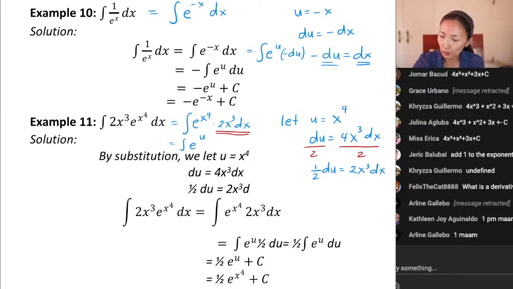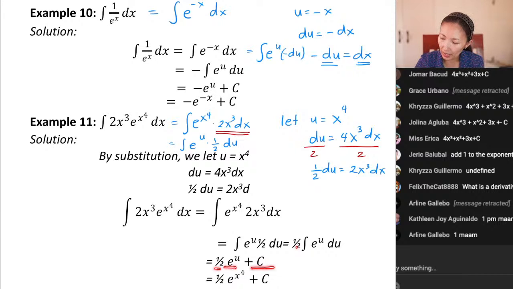So, times 1/2 du. But our formula is e to the u du. So, we can bring the constant out. So, it becomes 1/2 e to the u du. So, e to the u, and 1/2 du. When we did that with 1/2, bring this out. So, there you have 1/2 integral of e to the u du, and integral of e to the u du is e to the u. Okay, so 1/2 e to the u plus the arbitrary constant c.